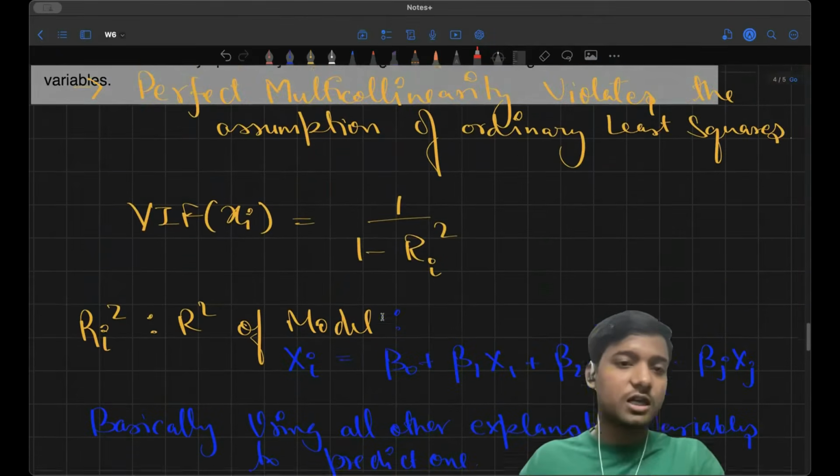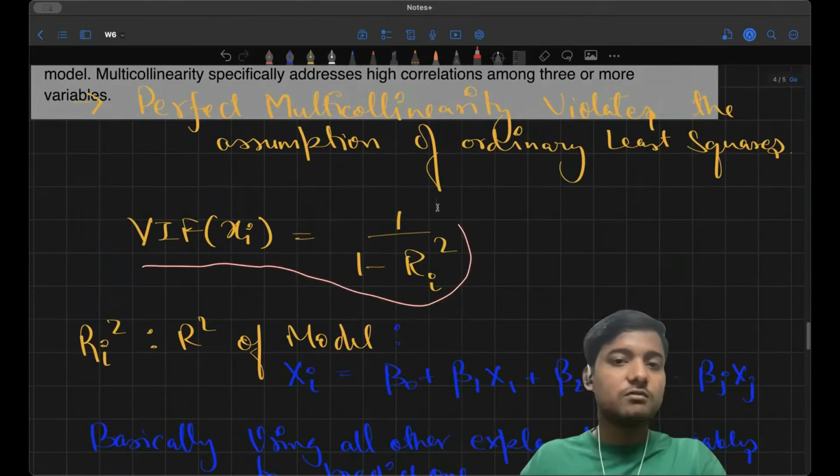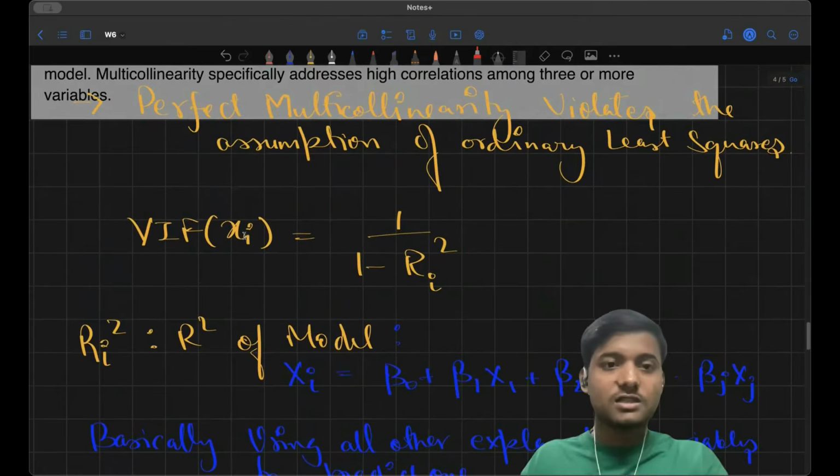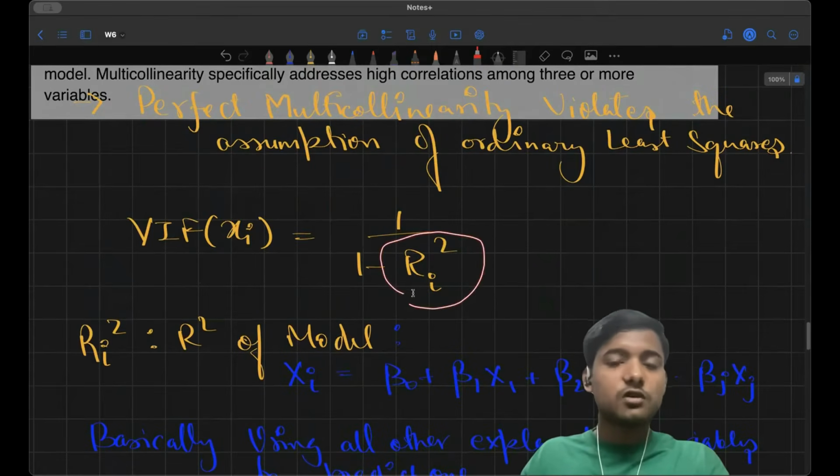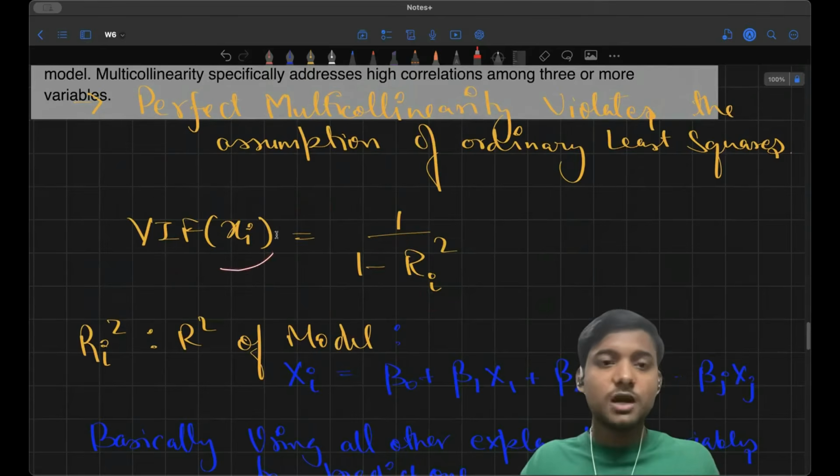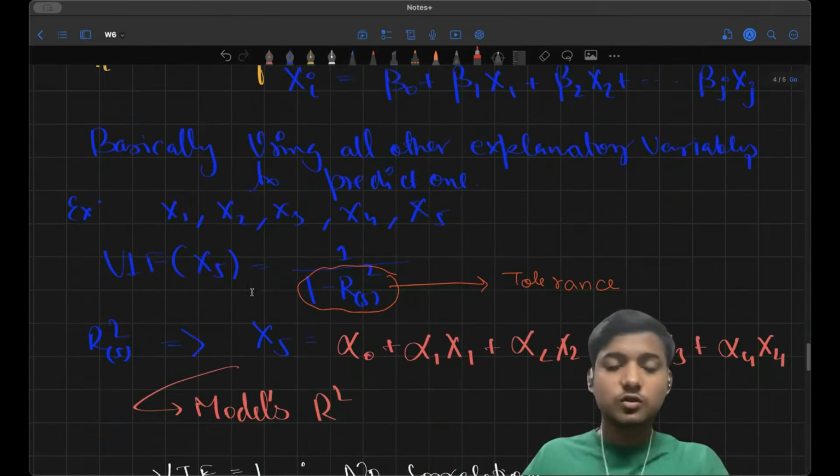So this is what you should know. Whenever we are calculating variation inflation factor for some input variable, let's say xi, I would use r square of the model where this input variable is my predicted part, which I'm trying to predict using all other input variables, right? So let's just go through this example again.